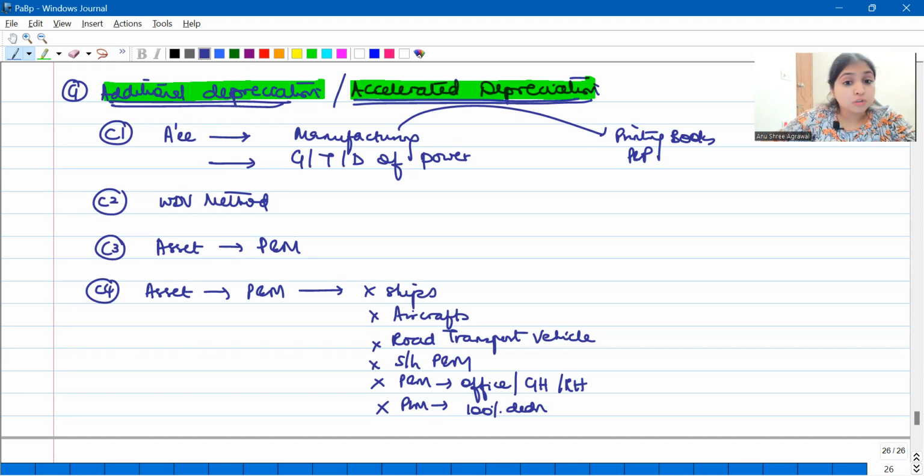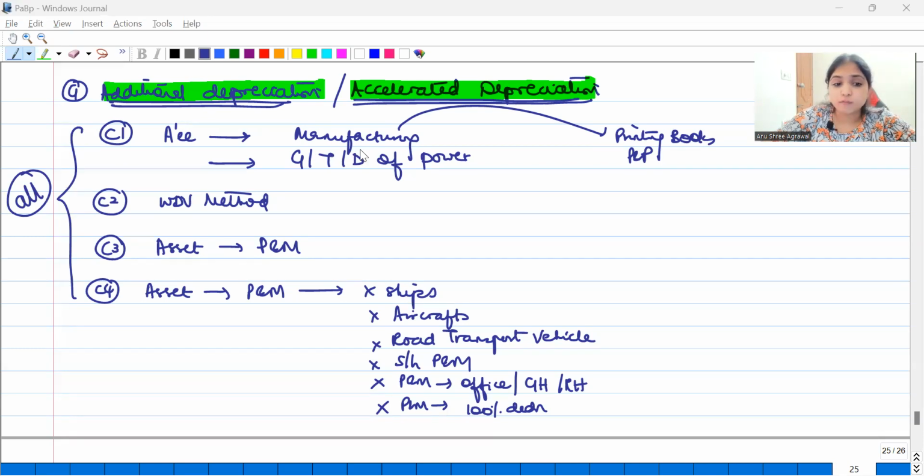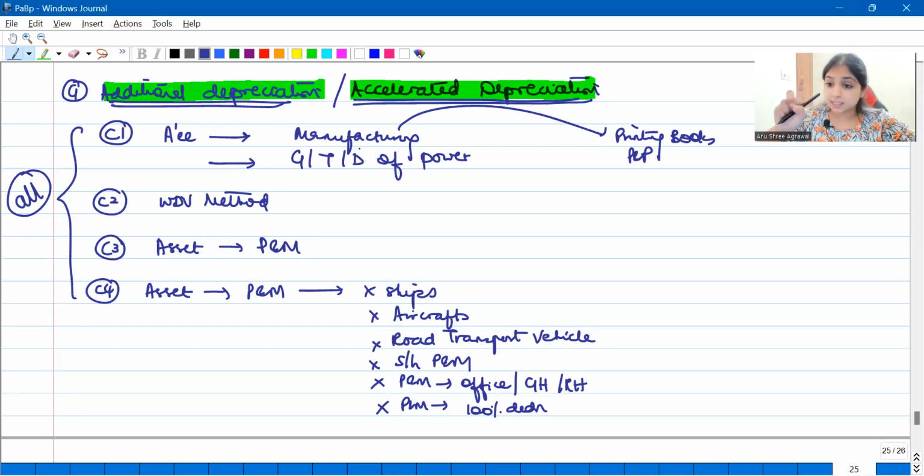But if the assessee wants to avail this benefit, then the assessee has to fulfill 4 conditions, and all the 4 conditions have to be fulfilled. Now, what are these 4 conditions? Condition number 1, the assessee should be either manufacturing goods, or in the business of generation or distribution or transmission of power. Either manufacturing business or generation or transmission or distribution of power.